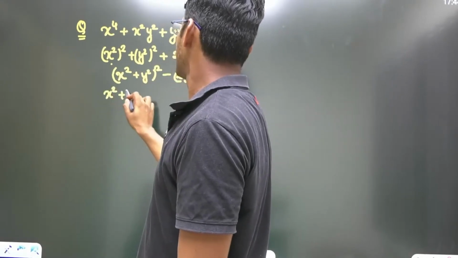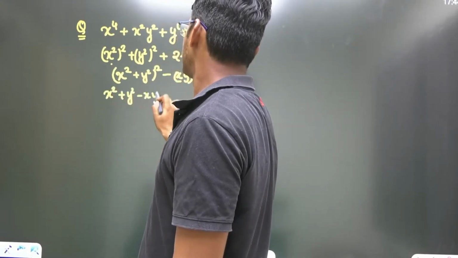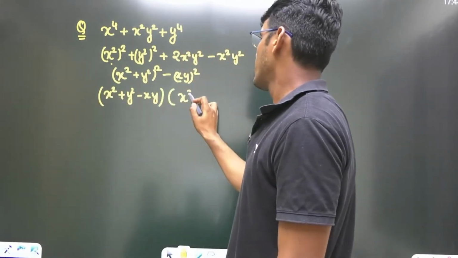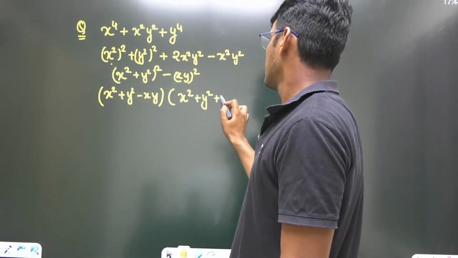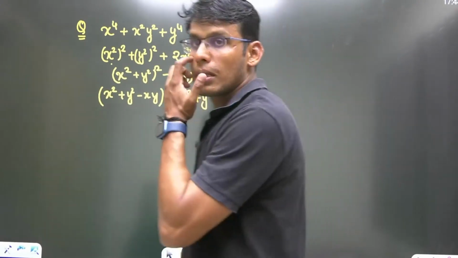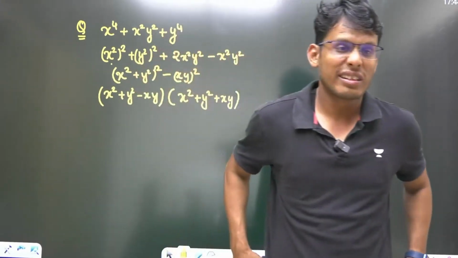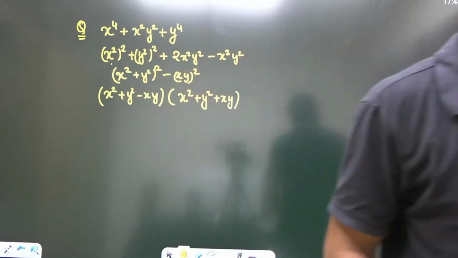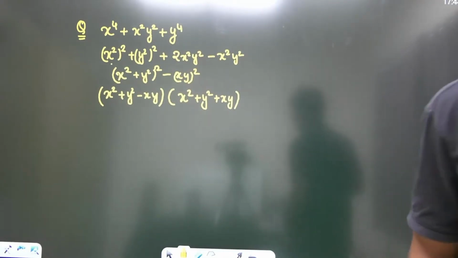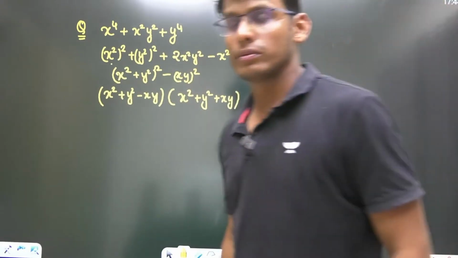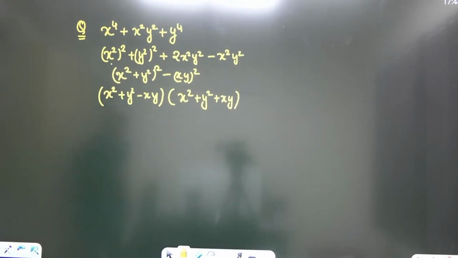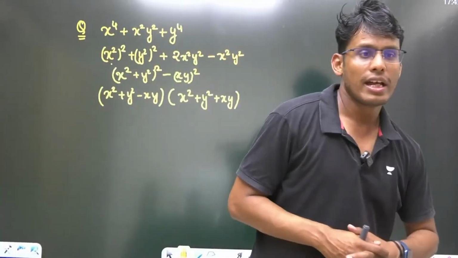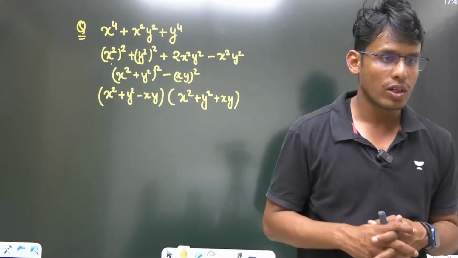So this is how you write it. Got it? It's working fine, I guess. Yes, no drop frames. Perfect. x square plus y square plus xy, x square plus y square minus xy.